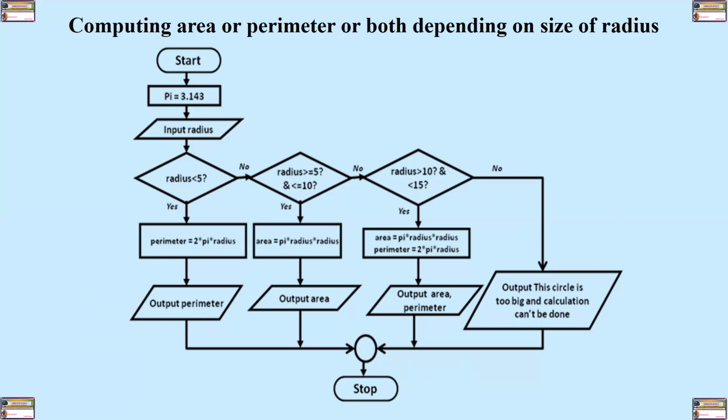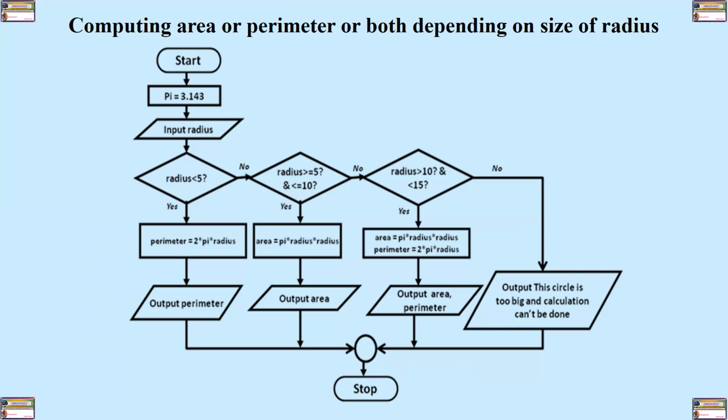Then next, check now the second condition. Is the radius greater than or equal to 5 and less than or equal to 10? If that condition is true, that means yes. Then compute the area. Pick the value of memory location called radius, multiplied by itself, multiplied by the value of memory location called pi. Store the results in memory location called the area. Pick the content in memory location called the area, display it on the screen, and stop.